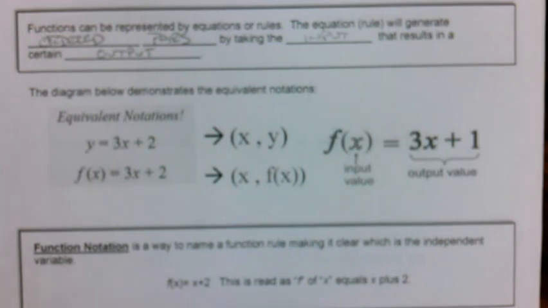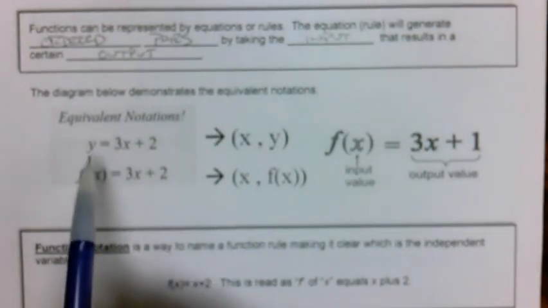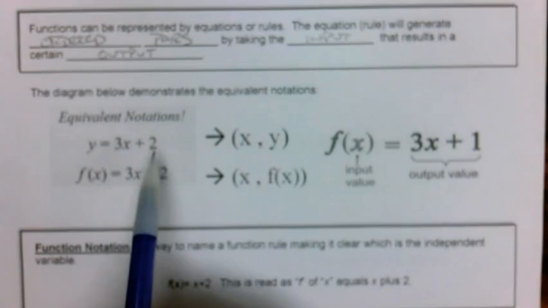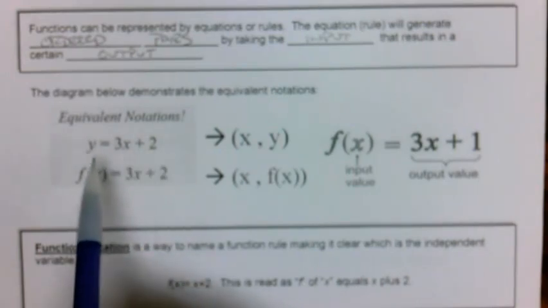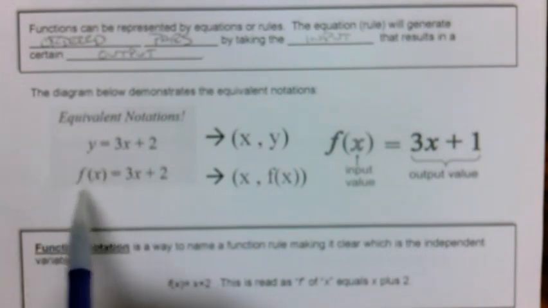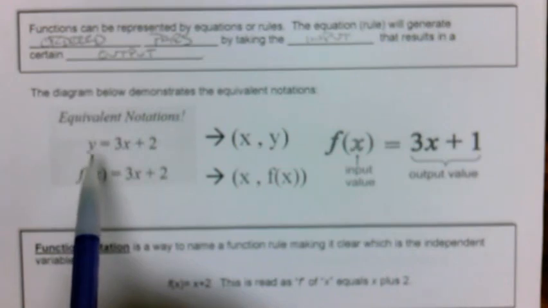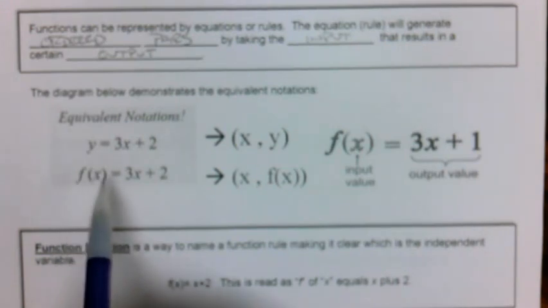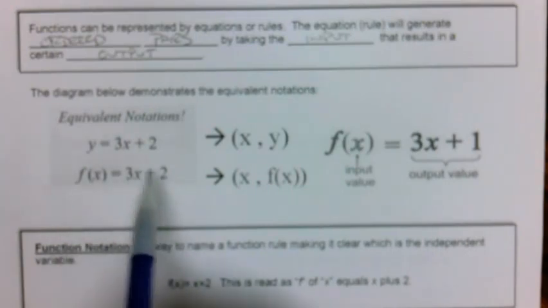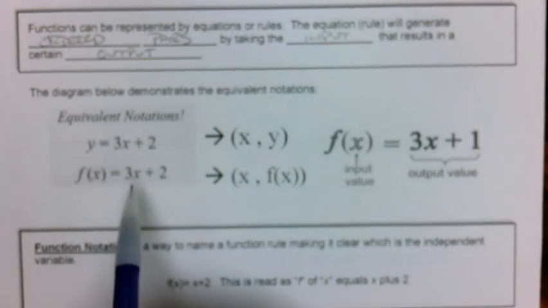What we've seen before, these are equivalent notations. y equals 3x plus 2. And instead of writing it like that, instead of writing y, we're going to write f of x. That's how you say it, f of x. And this is function notation. So again, y is your output values. We're just now calling it f of x, the function of x. So whatever this output is depends on the input value that you put in for x.